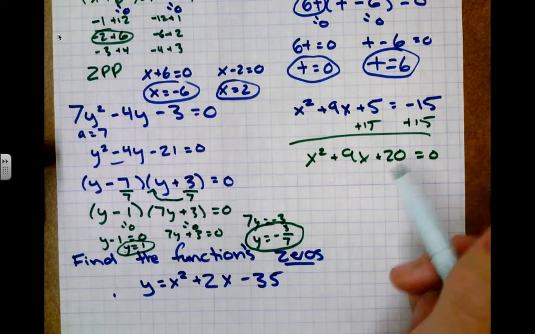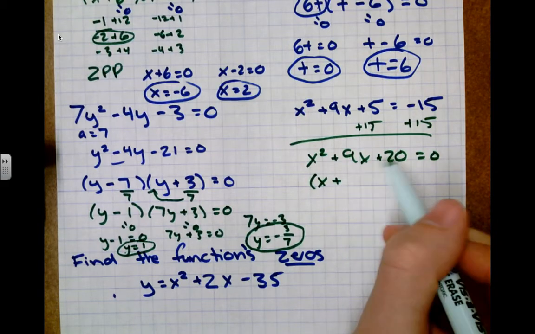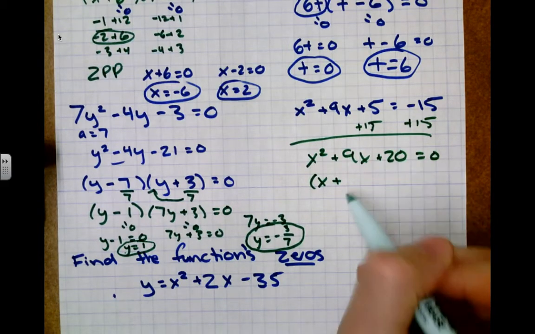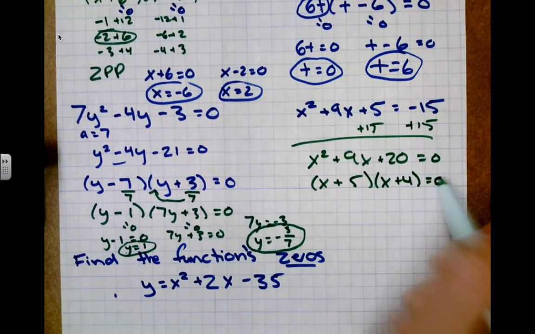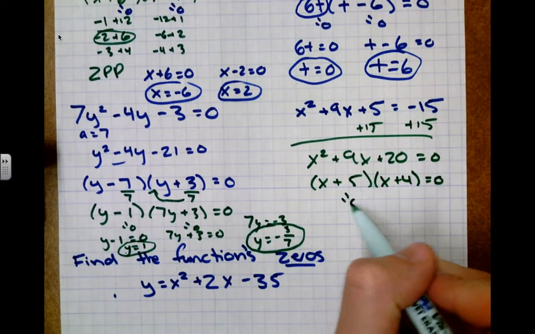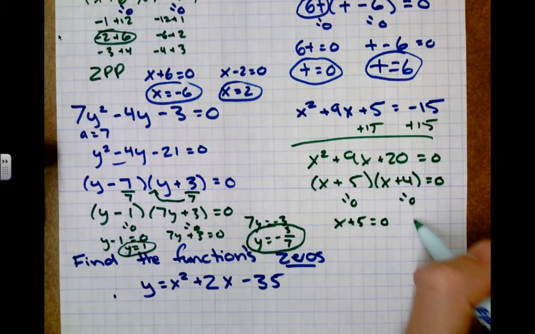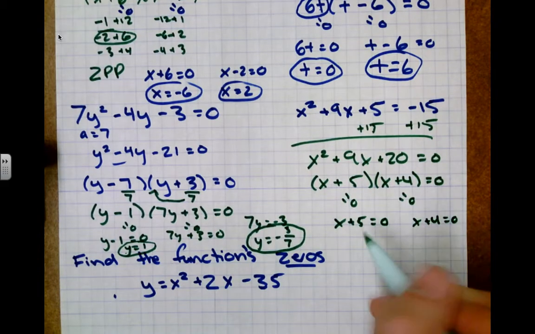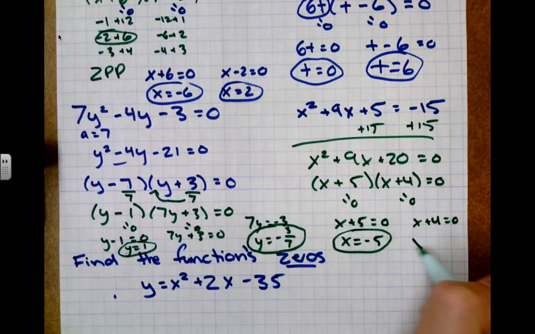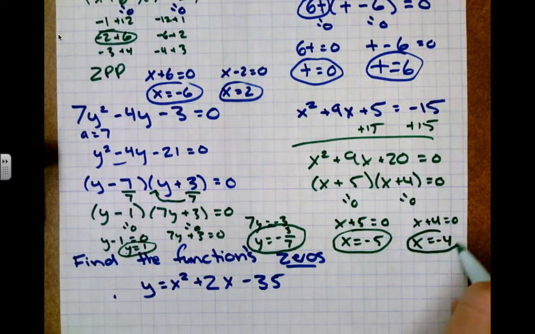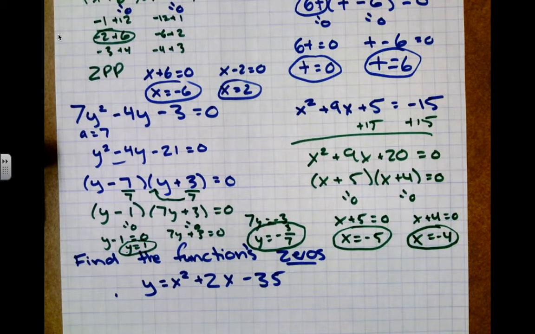Now it's just factoring. I look at this, I have a trinomial where a equals 1. So I'm going to look for 2 numbers that add to 9 and multiply to 20. That would be 5 and 4. And I use the zero product property now. Set that equal to 0, set that equal to 0. x plus 5 equals 0, x plus 4 equals 0. Subtract 5 on this one, I would have x equals negative 5. Subtract 4 on this one, I would have x equals negative 4. Those would be my 2 solutions here, the 2 x values that make that true.